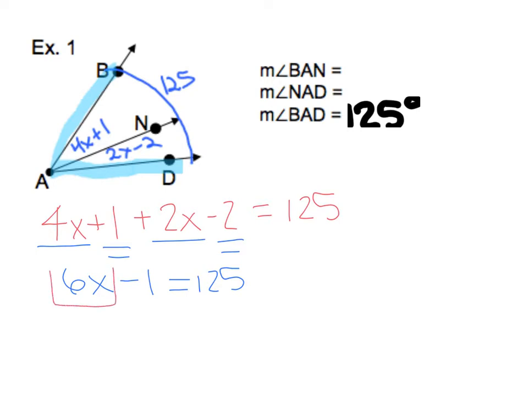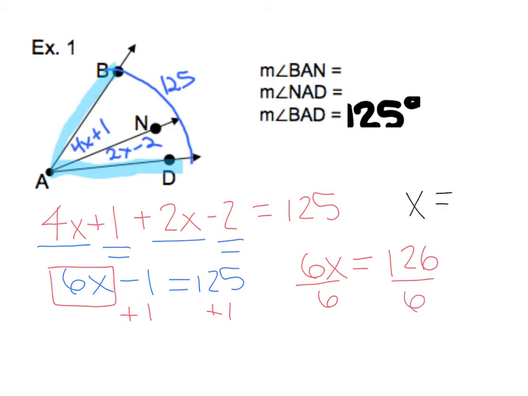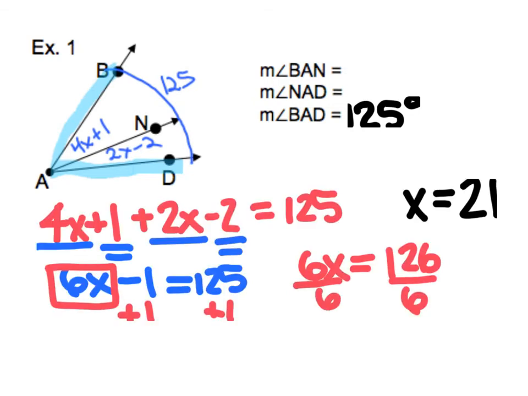Box in my variable. We're going to add 1 to both sides because we have to do the opposite. So we end up with 6x equals 127. Hmm, wait, 126. The last step is divide everything by 6, and x is going to be equal to 21. Now, that's not our final answer.